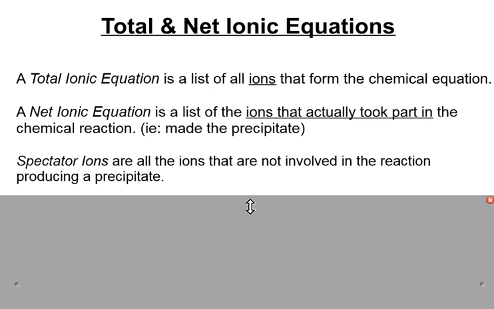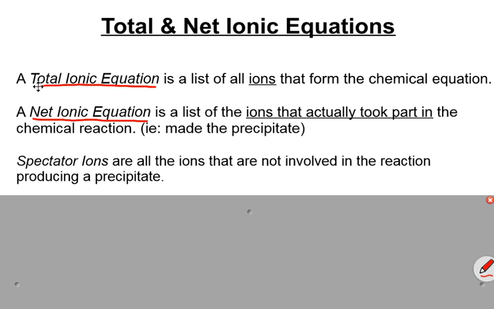So your first blank, your total ionic equation is a list of all the ions that form the chemical equation. A net ionic equation, your second blank there, is a list of the ions that actually took part in the chemical reaction, or for more clarity there, they actually made up the precipitate.